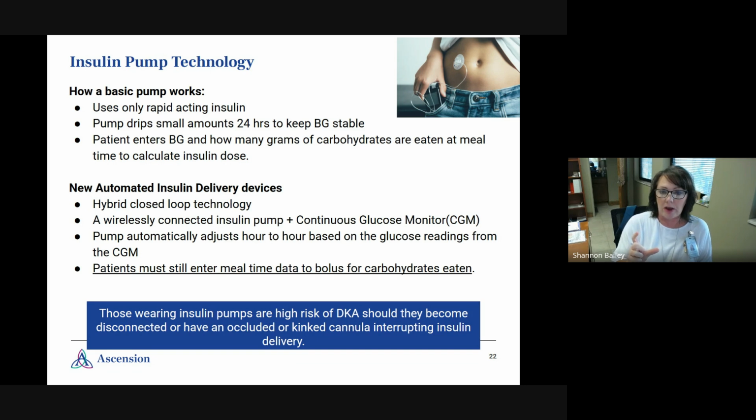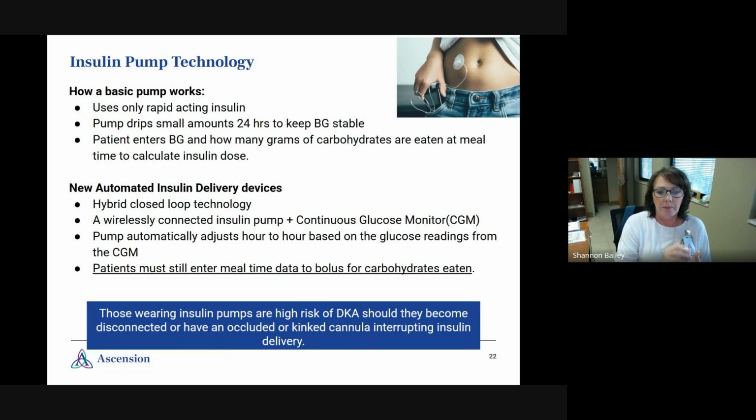It only uses rapid acting insulin. There's no long acting insulin in the pump. And it's going to drip all day long, just to maintain a stable blood sugar all day. And then the patient, when they eat, they're going to check their blood sugar and they're going to count their carbs on their tray and they're going to enter that information into the pump. The pump will then calculate, hey, you need this much insulin for the high blood sugar and this much insulin for the food that you're going to eat, and they hit another button and it delivers the bolus.